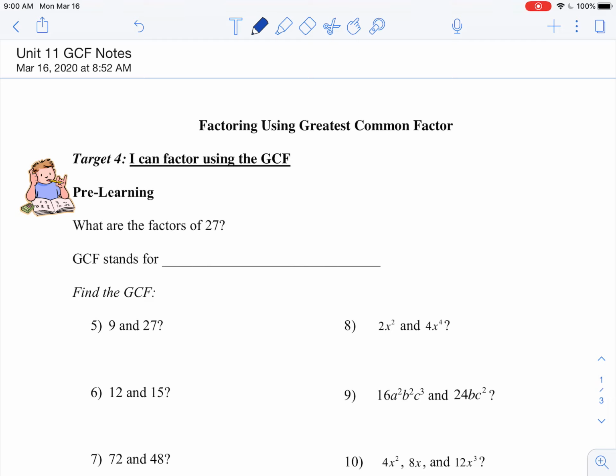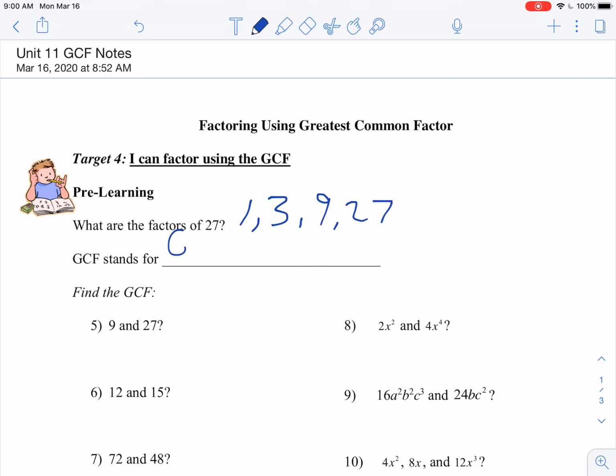We're going to start the lesson by just talking about what it means to be a factor. This first question says, what are the factors of 27? And we're just listing the numbers that go into 27. There's 1, 3, 9, and 27. So those would be the factors of 27.